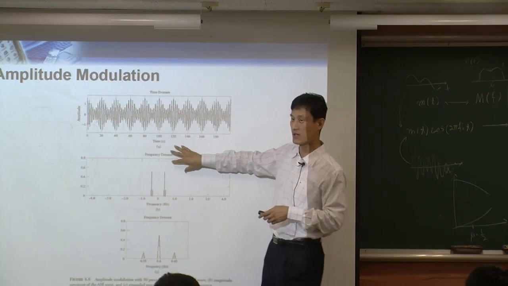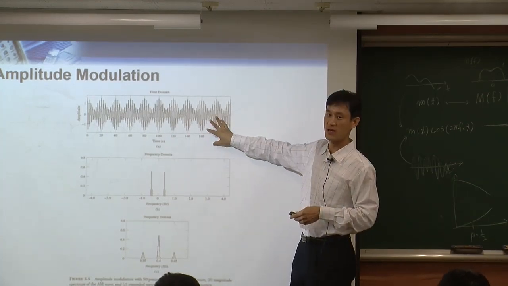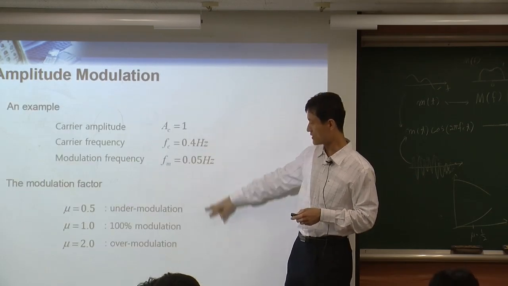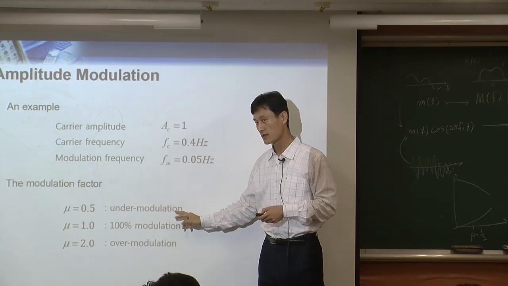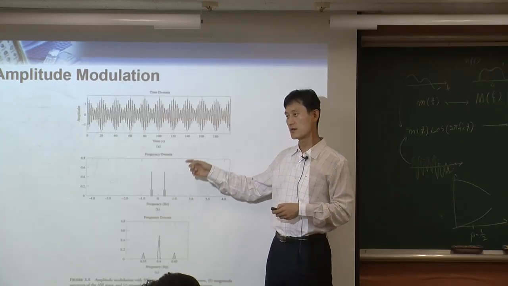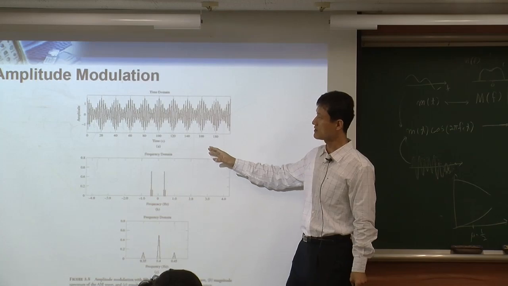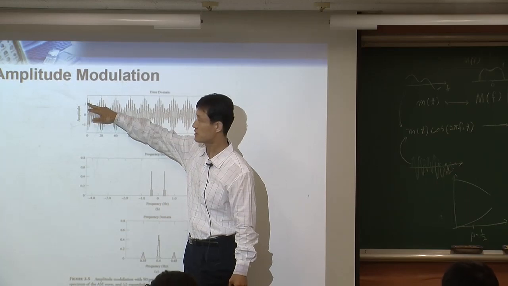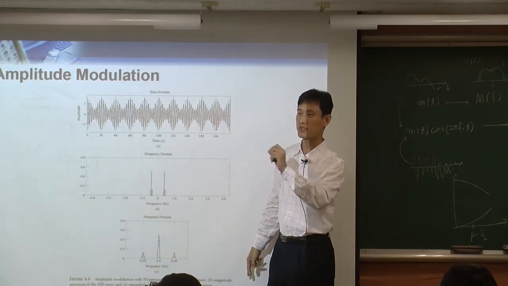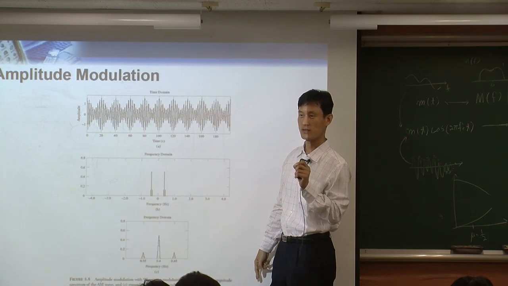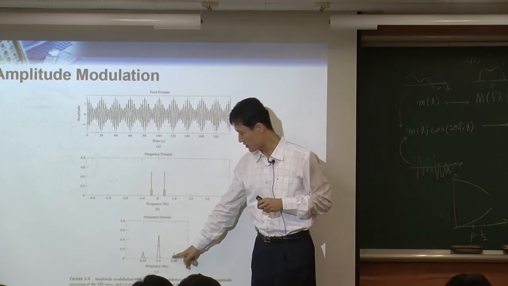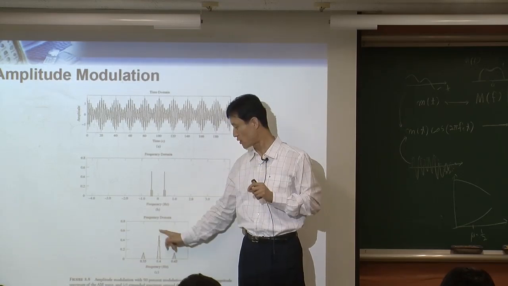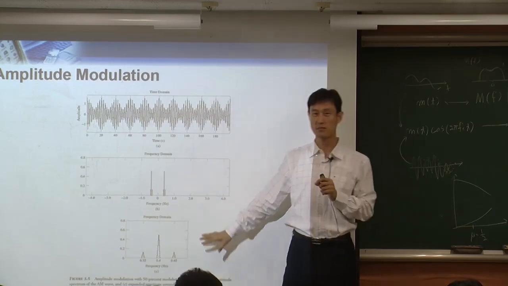Going back to the first picture, this one is the case of mu equal to 0.5. And we call that under modulation, right? In the under modulation case, what is a good thing? A good thing is that your original signal is much above the 0. So it's always positive, so you can use envelope detection. That's a good thing. What is a bad thing? Your sideband has a very small energy. And you are wasting a lot of energy. So that's a bad thing.